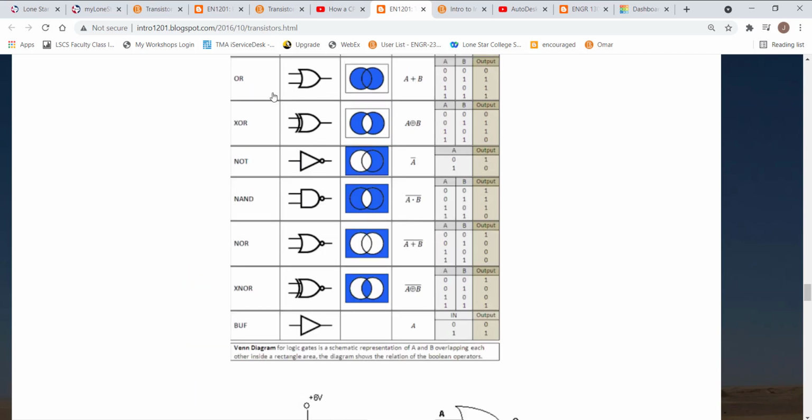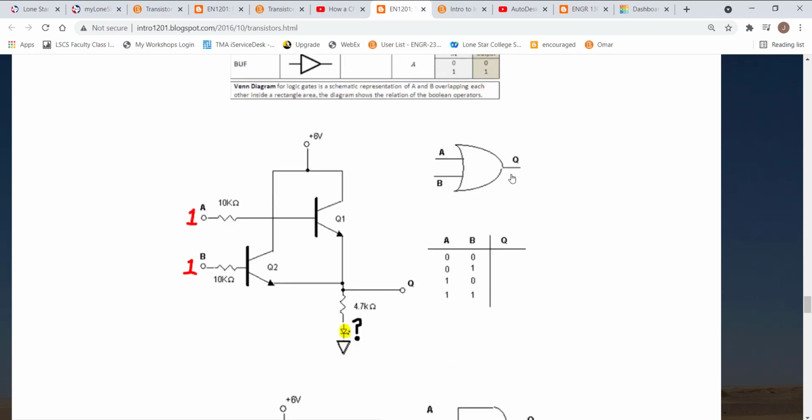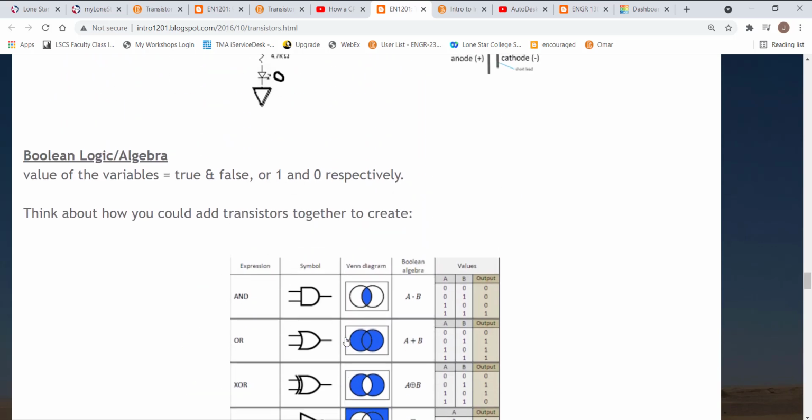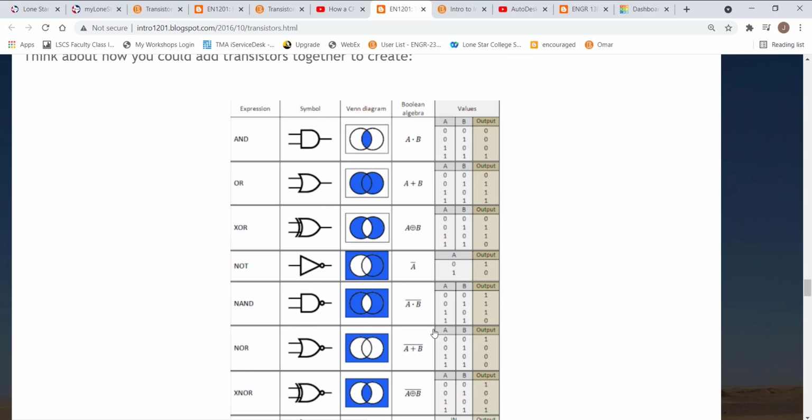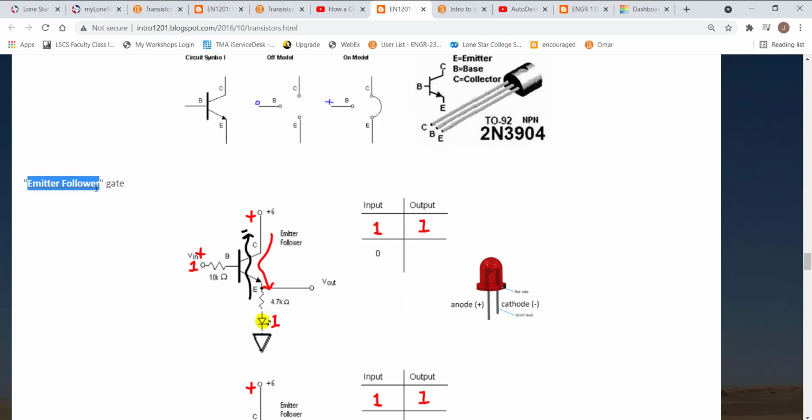So logic gates are created from multiple transistors that are wired together. So this would be the symbol for an OR gate. And for those OR gates, we now have two transistors. We have A, and this is the base going into A, and here's B, the base going into B. And depending on what's happening in these two inputs, we will get either a 0 or a 1 on the output. Okay, but before we get into more complicated circuits, start with just this emitter follower gate.